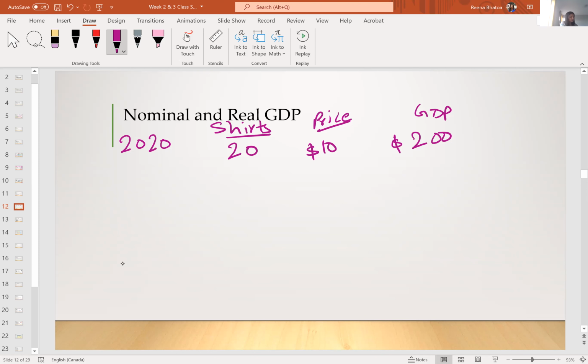Let's say in 2021, they made 25 shirts. But this time, each shirt costs $20. After 1 year, the price of a shirt is $20 per shirt. So the GDP is $500.